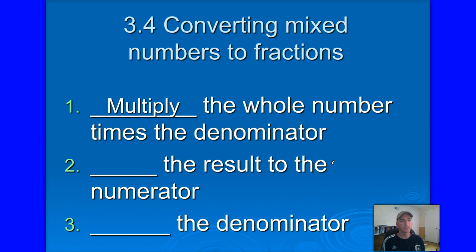Multiply the whole number times the denominator. I'm going to show you how to do this in a minute, but these are just the steps. You'll multiply the whole number times the denominator. You will add the result to the numerator. So you've multiplied whole number, denominator. You add in the numerator after you do that. And then you just keep the denominator the same. Okay, so there's your steps. And I will show you how to do that on this next slide here, which is page 9 for you.